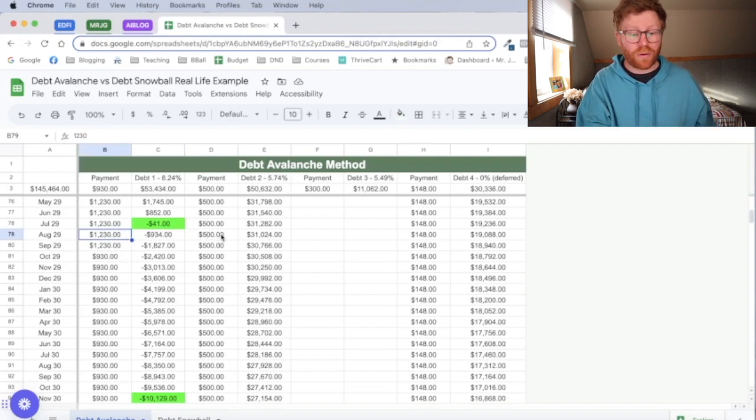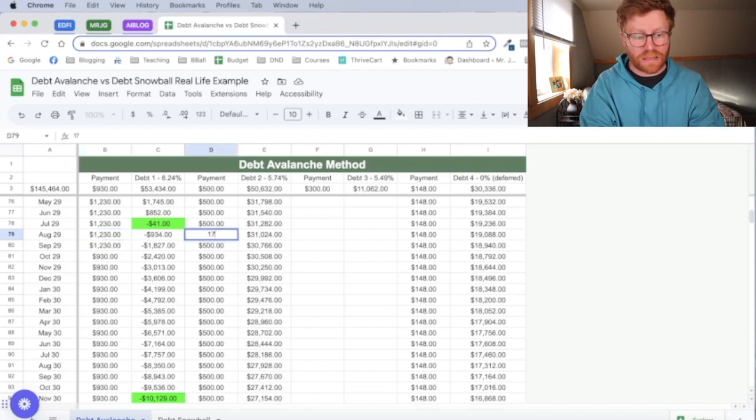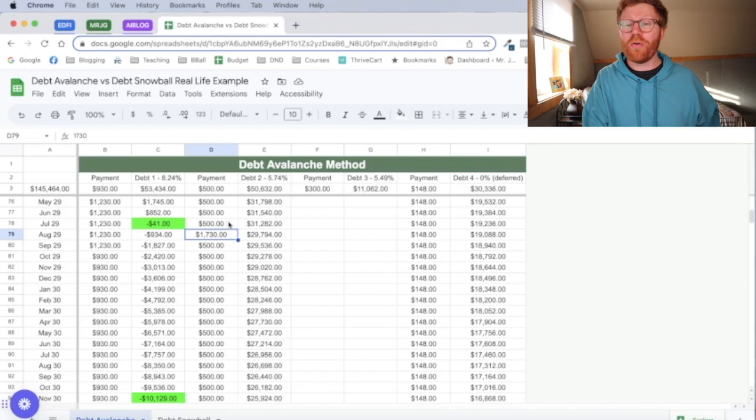So we're going to take $1,230 plus $500, and now this new payment is going to be $1,730. Now that is over triple the amount that we were originally paying off. That means this loan is going to get accelerated pretty quickly, which is the whole purpose of using either one of these methods, the debt snowball or the debt avalanche.